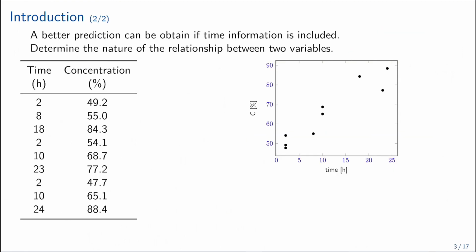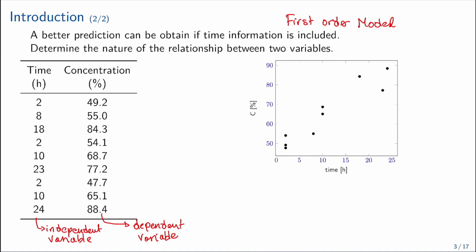Okay, let's move into a first order model. For our first order model, we have two variables, and we want to find out the relationship between time and concentration. In this case, the variable that we have control of is time, so we call this the independent variable. And the variable that we measure is the concentration, so that will be the dependent variable. And we want to find out the best line that approximates our data.